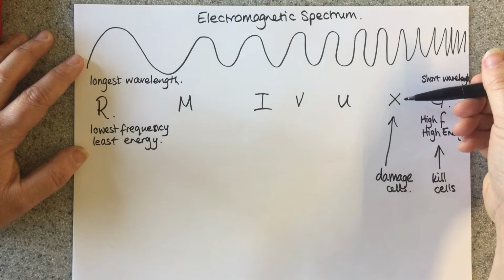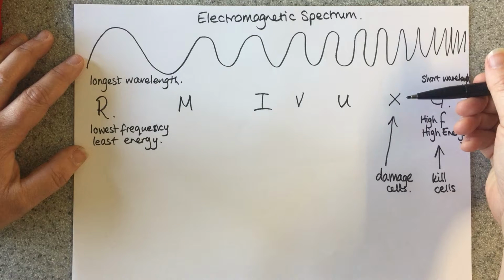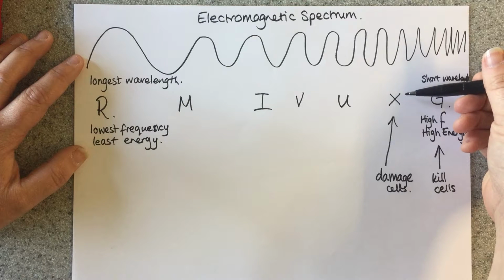X-rays are generally used to look at bone structure. If you have a broken bone or anything like that, then X-rays would be the ones that you would use because they don't tend to kill off the cells. They will just pass through them.